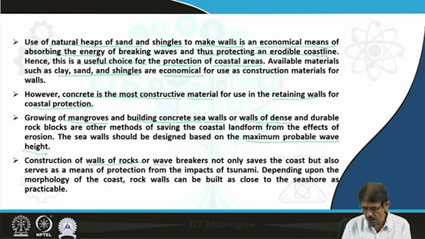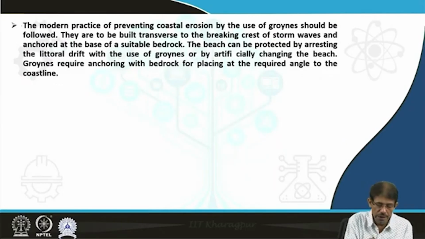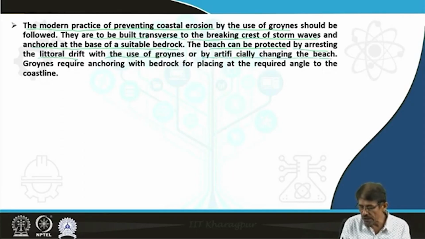Construction of walls of rocks and wave breakers not only saves the coast but also serves as a means of protection from the impact of tsunami or waves. Depending upon the morphology of the coast, rock walls can be built as close to the seashore as practicable. In addition to this, the modern practice of preventing coastal erosion by the use of groynes should be followed by plantation on the sand dunes, and they are to be built transverse to the breaking crest of storm waves and anchored at the base of a suitable bedrock, and the beach can be protected by arresting the littoral drifts with the use of groynes or by artificially changing the beach. Groynes require anchoring with the bedrock for placing at the required angle to the coastline along with the construction of other structures and sand dunes.